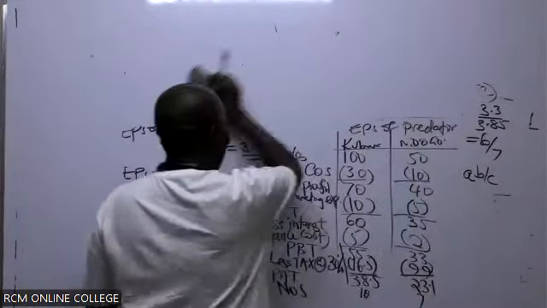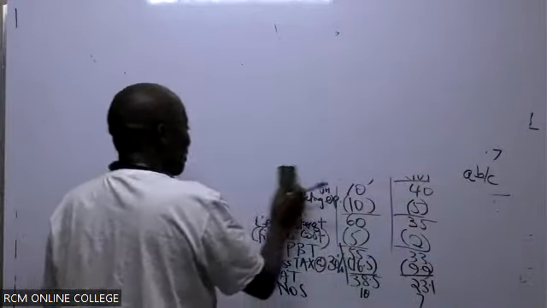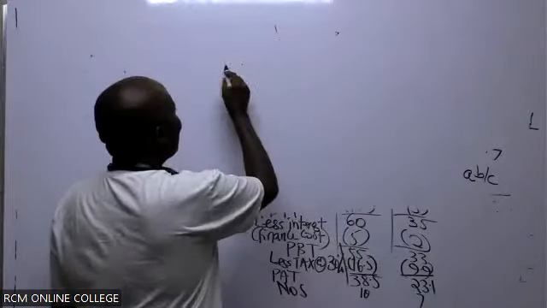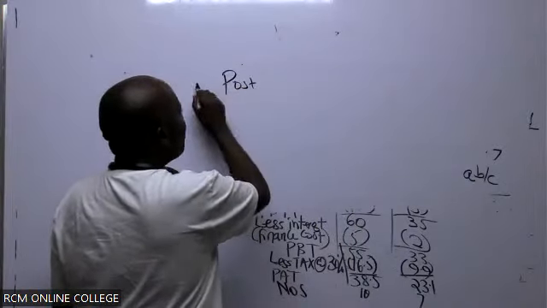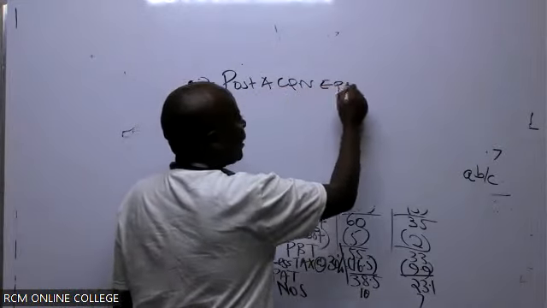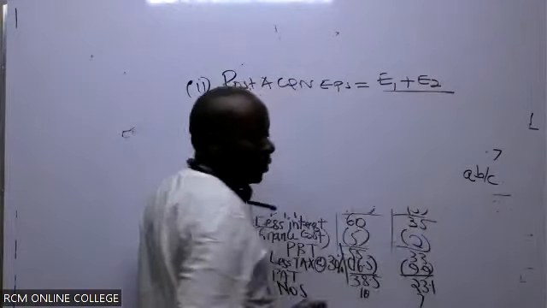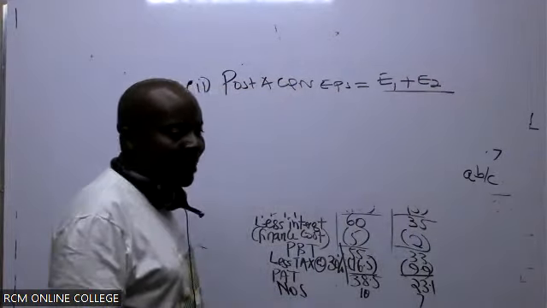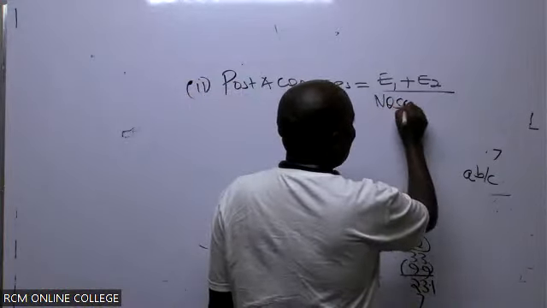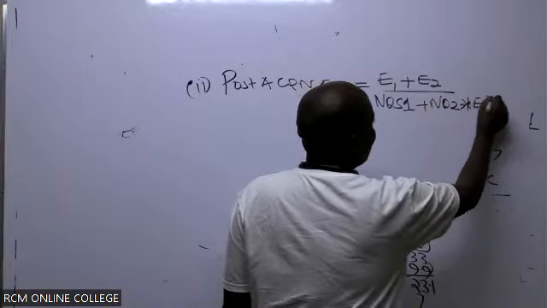So anytime we talk about EPS, post-acquisition EPS, it will be earnings of company 1 plus earnings of company 2, divided by their respective number of shares: shares 1 plus shares 2 times what we call the exchange ratio.